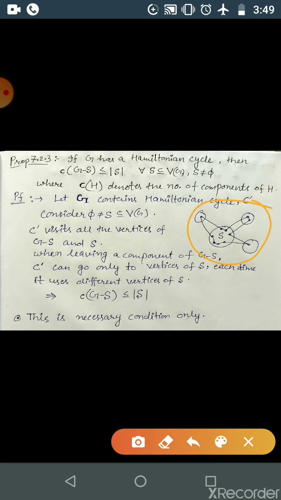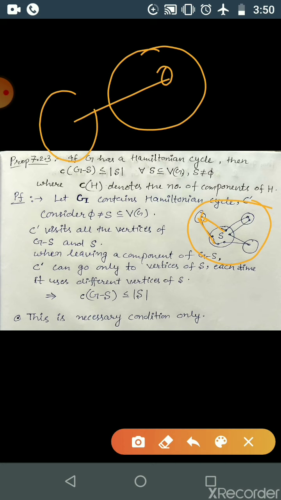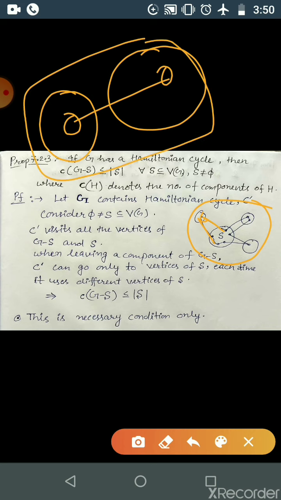Now while leaving a component, for example it is leaving this component and coming back to this one, and leaving this component, C' can go only to the vertices of S. Otherwise, if it is leaving this component and going to some other component of G minus S, then the total would be one component of G. These are not disconnected, so these two components would not be there. There would be one component consisting of these two parts. That's why C' can only go to the vertices of S.